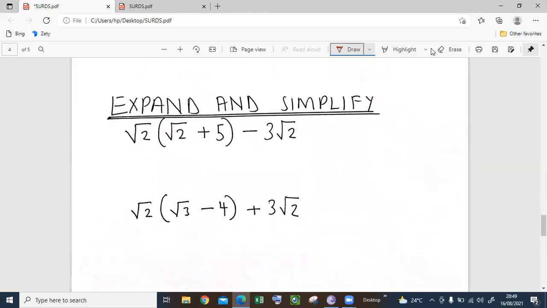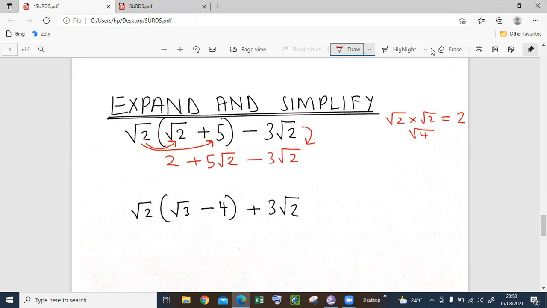Okay, now we have to open the bracket, and after opening the bracket, we simplify. So as we know here, root of 2 times root of 2, the answer is 2. Why? Because this becomes root of 4. This means here, root of 2 times root of 2, I'll get 2. Then root of 2 times 5, I'll get plus 5 root of 2. And then minus 3 root of 2, because I bring it down. Now I have here 2 surds, both with similar surds, that's 2. So I will subtract them, and my final answer will be 2 plus 5 minus 3, I get 2 root 2. This will be my final answer.